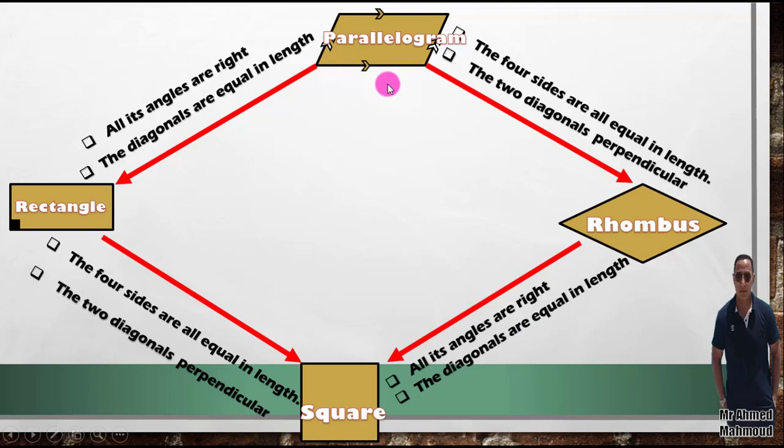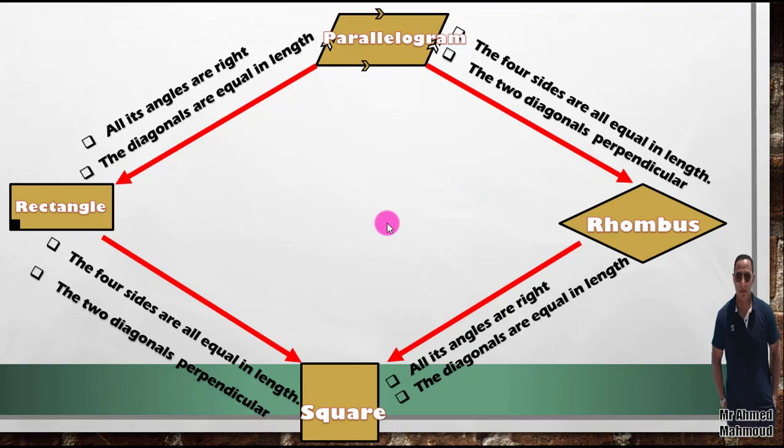Finally, how can I change the parallelogram into a square? To change the parallelogram into a square, I need to make two changes, for example, make its angles right and all its sides equal, and so on. This is a very important summary. You can take a screenshot of this one and study it.